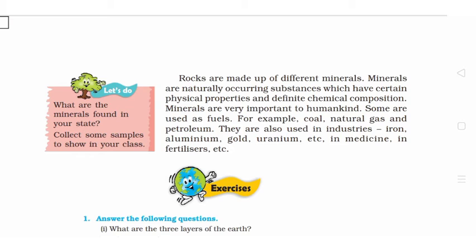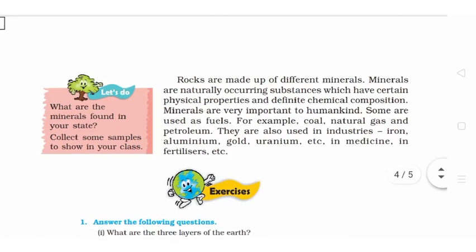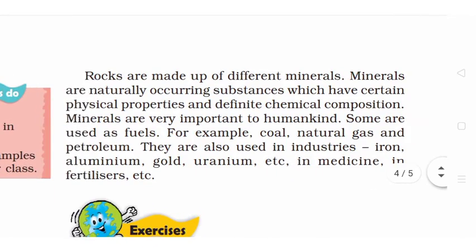Now, rocks are made up of different minerals. What are minerals? They are naturally occurring substances. They occur naturally. We do not make them, and we do not need any seed to plant them. They occur naturally with certain physical properties and a definite chemical composition. So minerals are naturally occurring substances.